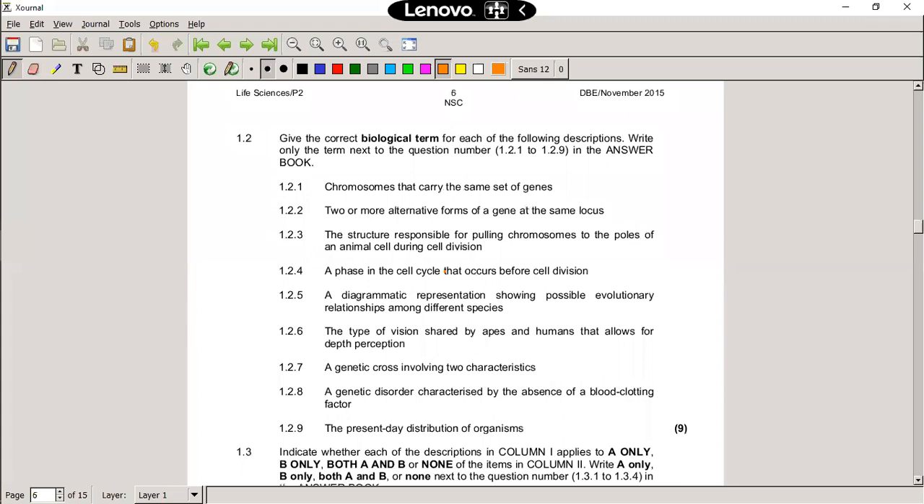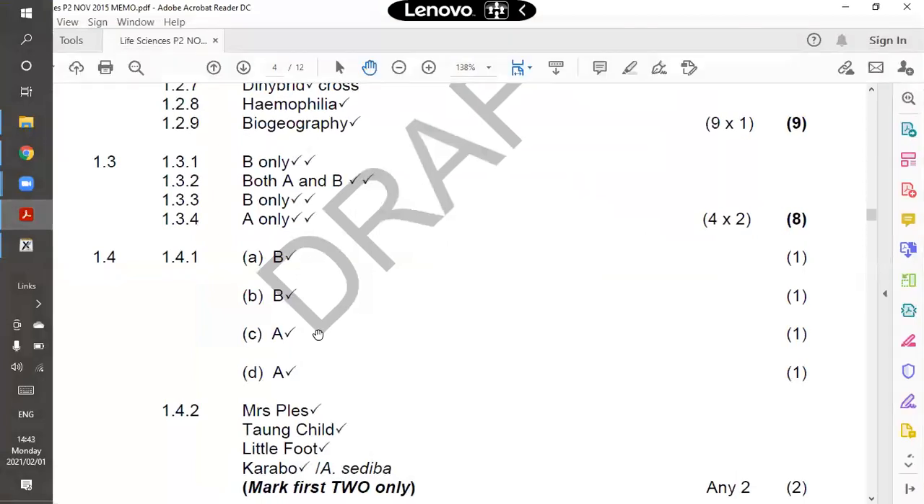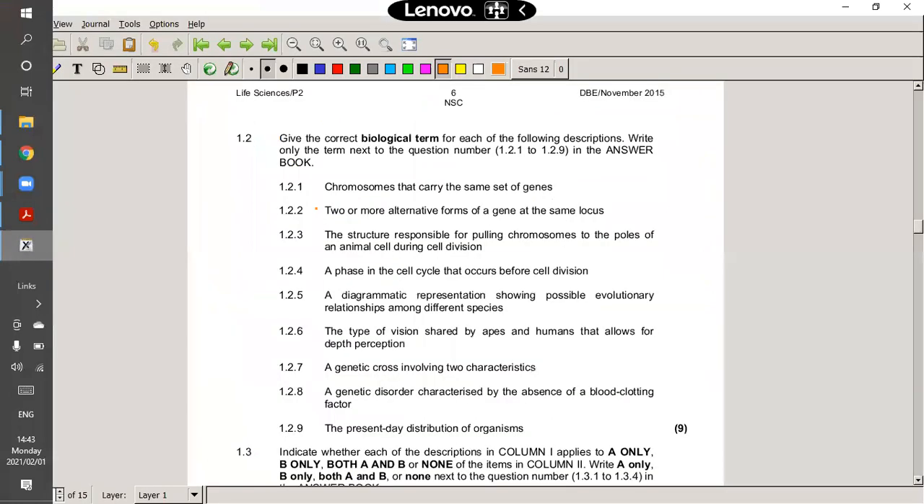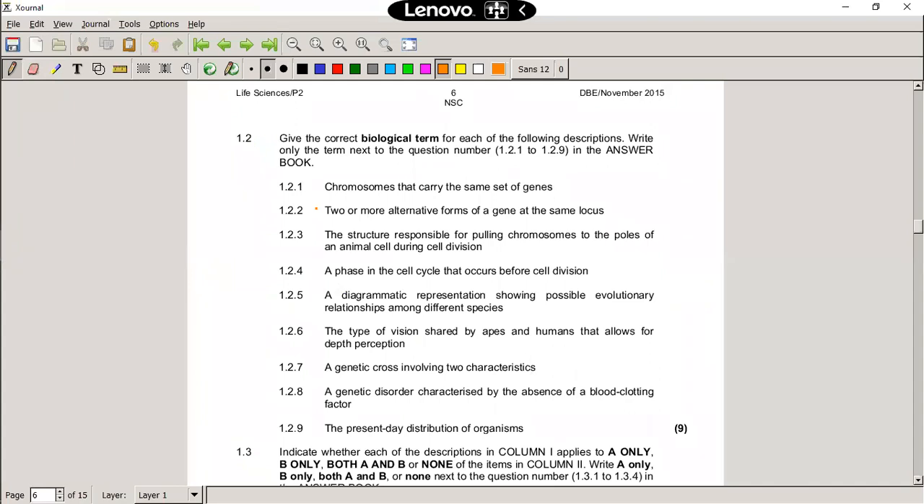1.2.1 says chromosomes that carry the same set of genes. The correct answer for that one is a homologous chromosome. Now, you haven't done that yet, but it's going to be a very important term when we get to genetics, which we already discussed. We mentioned the father of genetics so far, which was Mendel, and we'll be doing that in more detail later. Two or more alternative forms of a gene at the same locus. Again, that's called an allele, and we haven't done it yet, but when we get to genetics, which concerns DNA, we will be doing that in detail. An allele.